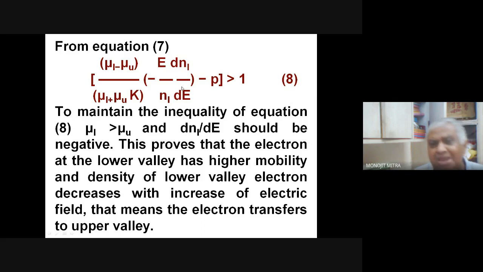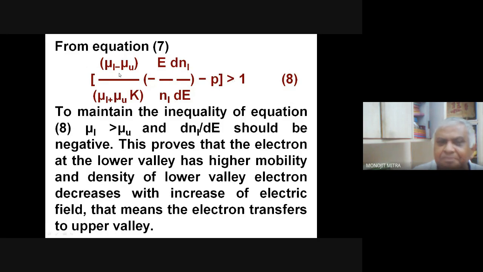As dnL by dE itself is negative, that negative and this negative when multiplied make this first bracket term positive. And in that case, if mu U is greater than mu L, then a negative sign comes here, and that makes the whole thing negative, and automatically it cannot be greater than 1.